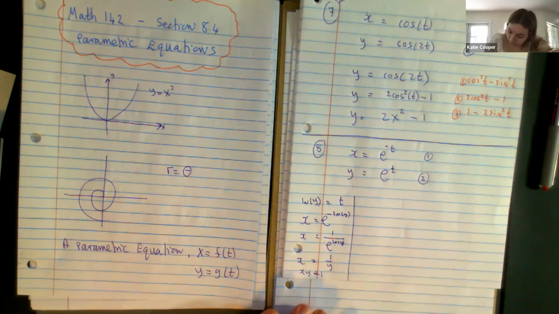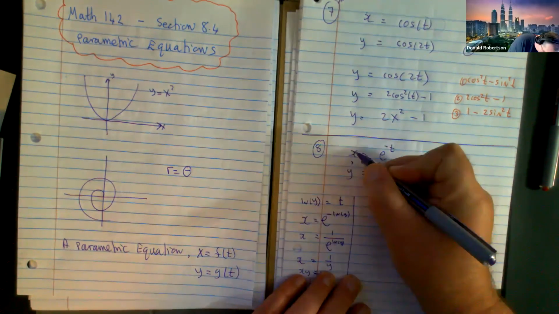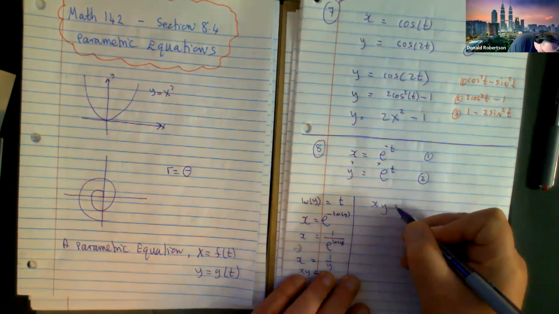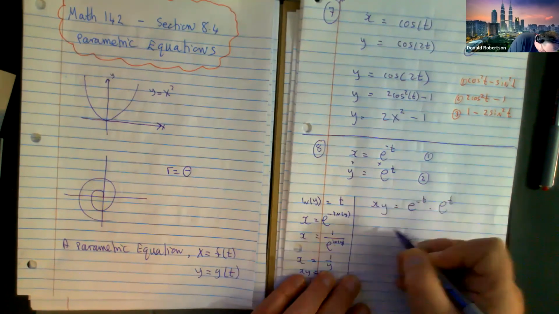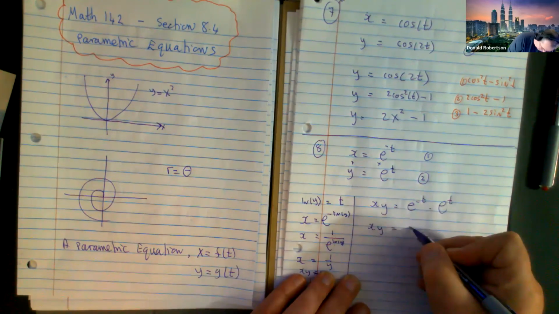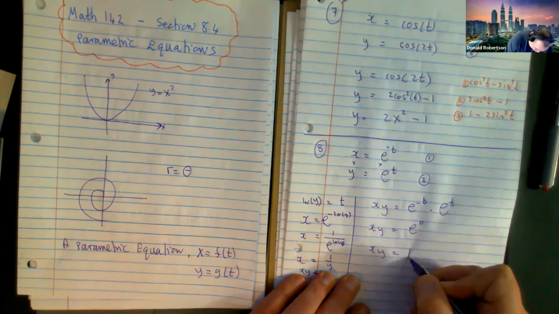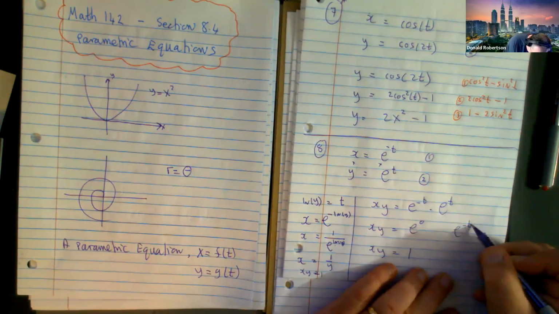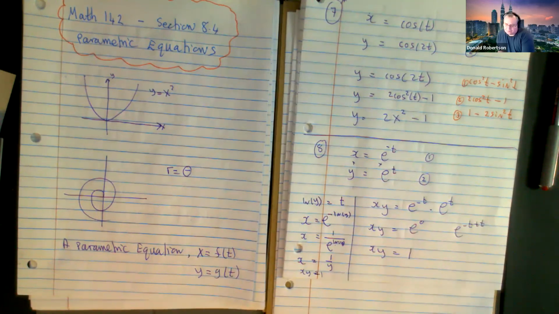Here's the trick. I'm going to multiply these together. So x times y should be e to the negative t times e to the t. So xy should be, well, e to the 0. xy is 1. And if you're wondering where e to the 0 is, when you multiply things together, don't you add the powers? So that's a different approach to the same question.